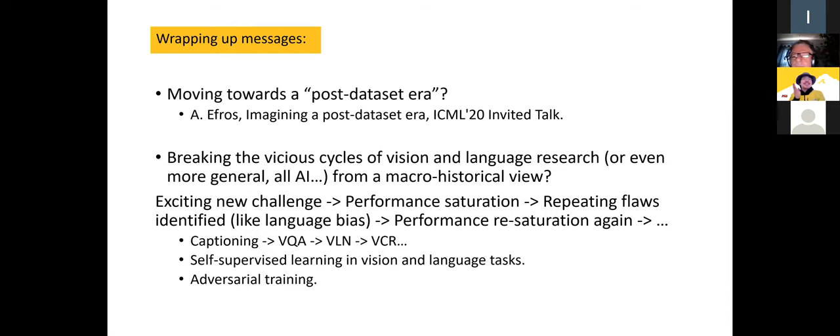So basically the same language bias being proposed to deal with VQA is being identified again, right? So somewhat we are stuck in these cycles. We have some efforts to talk about: we tried self-supervised learning, which might be the way to deal with it. And another line is to do adversarial training to break the cycles.